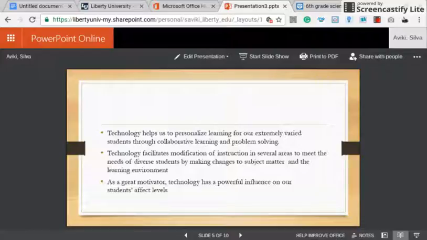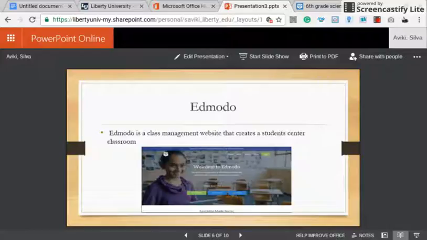Technology helps us to personalize learning for our extremely varied students through collaborative learning and problem solving, which are excellent activities for the growing brain and for our students' future profession in the world of work. Technology facilitates modifications of instruction in several areas to meet the needs of diverse students by making changes to subject matter and the learning environment. As a great motivator, technology has a powerful influence on our students' affect level.